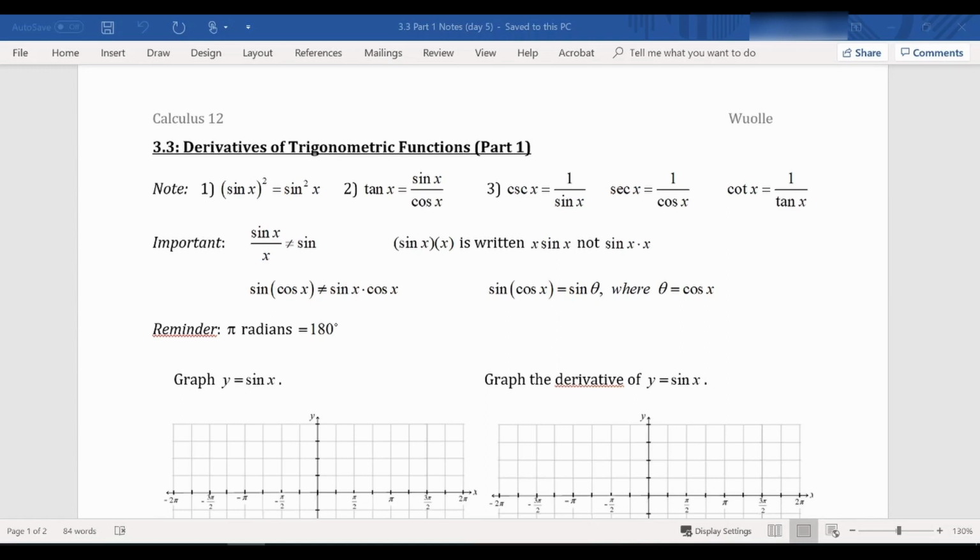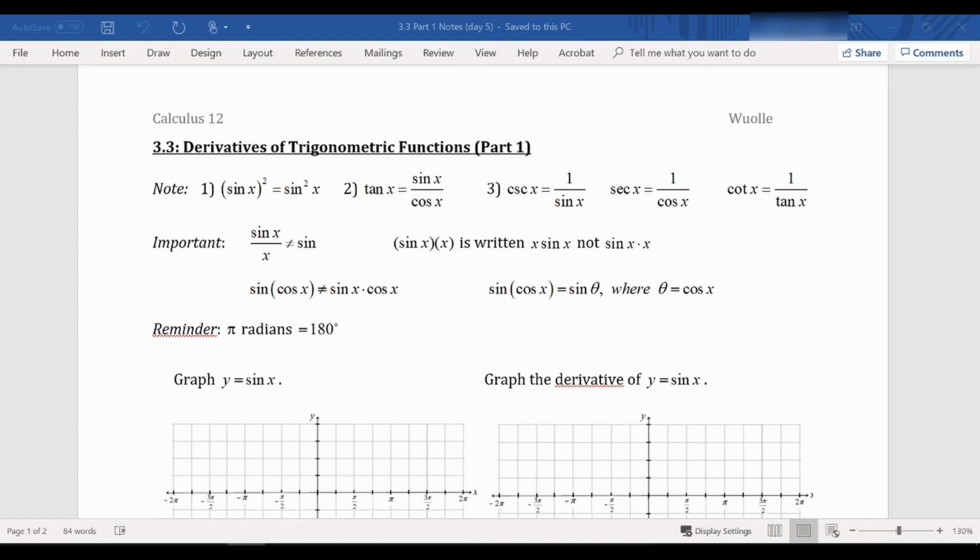Tangent is sine over cosine. We have our three reciprocal functions: cosecant, secant, and cotangent, and those are the reciprocals of our three primary trig ratios. We also know that if we have something like sine squared x, that's the same as writing sine x all squared. Also, a reminder, sine x over x, those x's cannot cancel out. And if we have sine x times x, this is not sine x squared. This is the same as saying x times sine x. So just some notation issues.